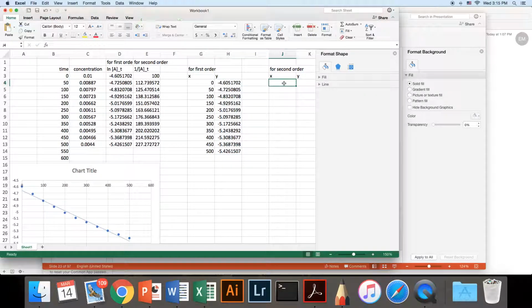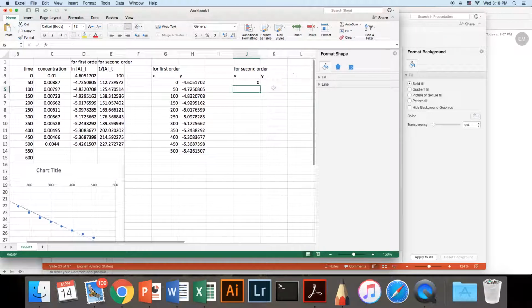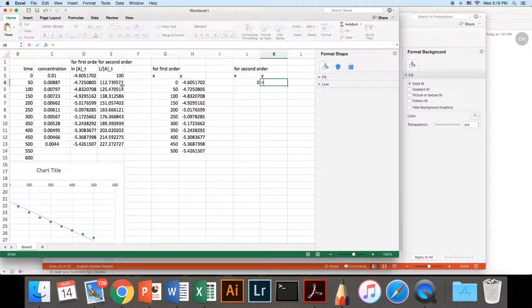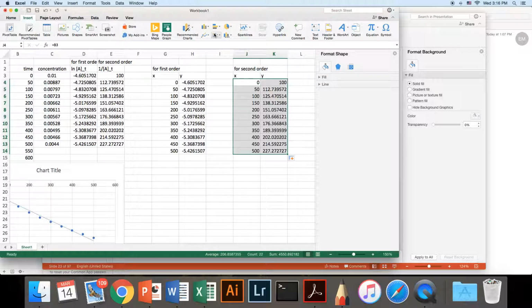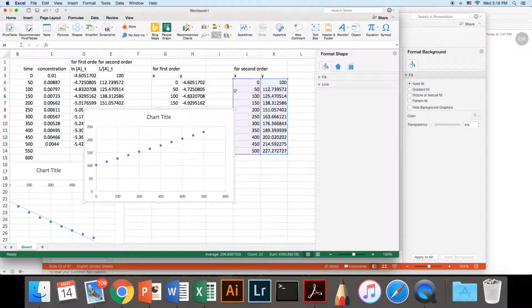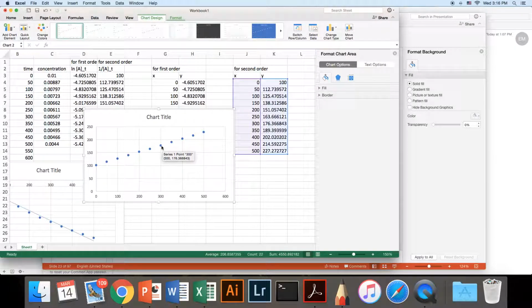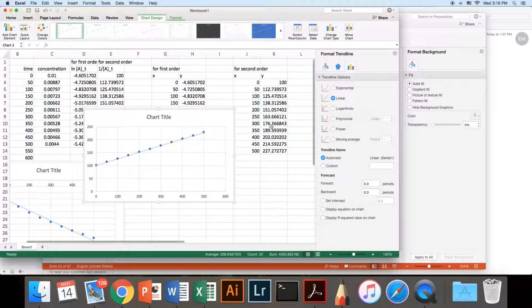Now let's come over here and, for second order, that'll be my x, and that will be my y. That's my second order right there. Boom. Okay. Now let's take those and graph those. Insert, graph, scatter. Watch this. This is going to be gorgeous. Because we know it's second order, right? They told us. And the question said, show that it is second order. It assumed it was linear.